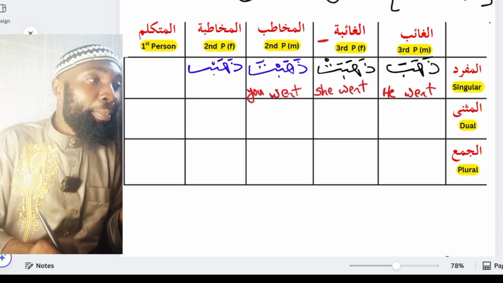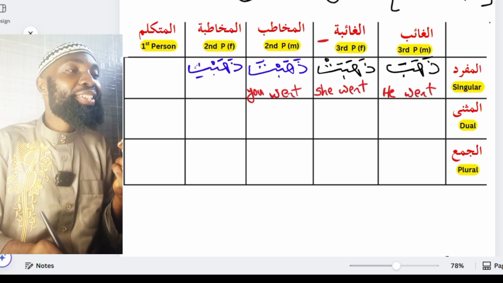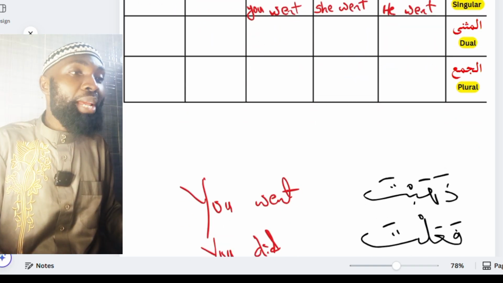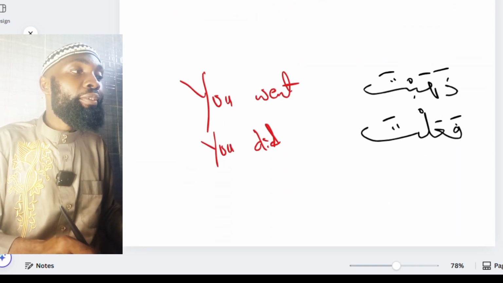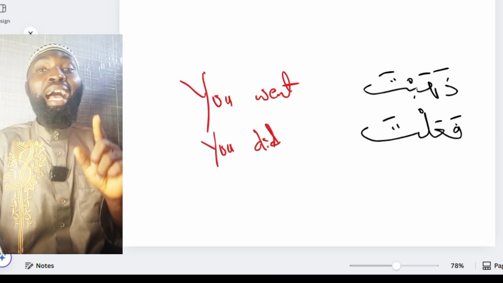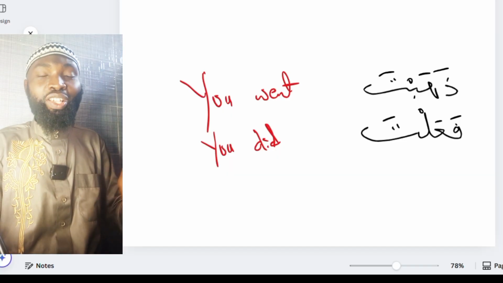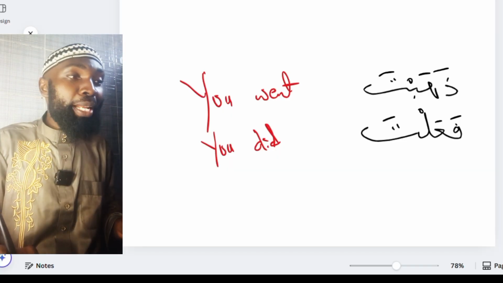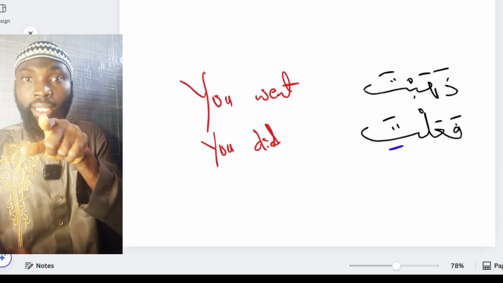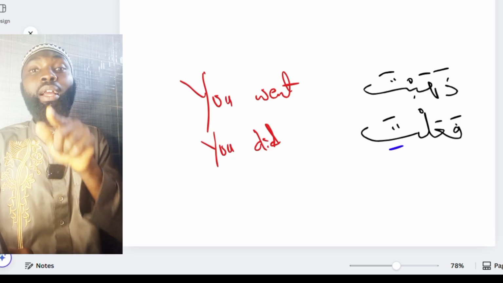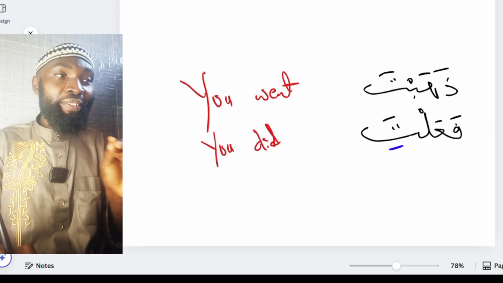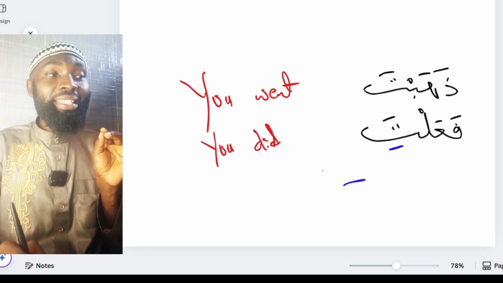Dhahab, dhahabti. It will now be ending with kisra. Dhahabti. Good. So the difference between that of male and female is that that of male is ending with fatha. So we say dhahabta, you went. For a female, it is dhahabti, you went. So if you want to tell a female that you did, it will simply be fa'alti. You want to tell her that you killed, you will simply say qatalti. If it's a man, it will be qatalta, you killed. So the difference is fatha and kisra.